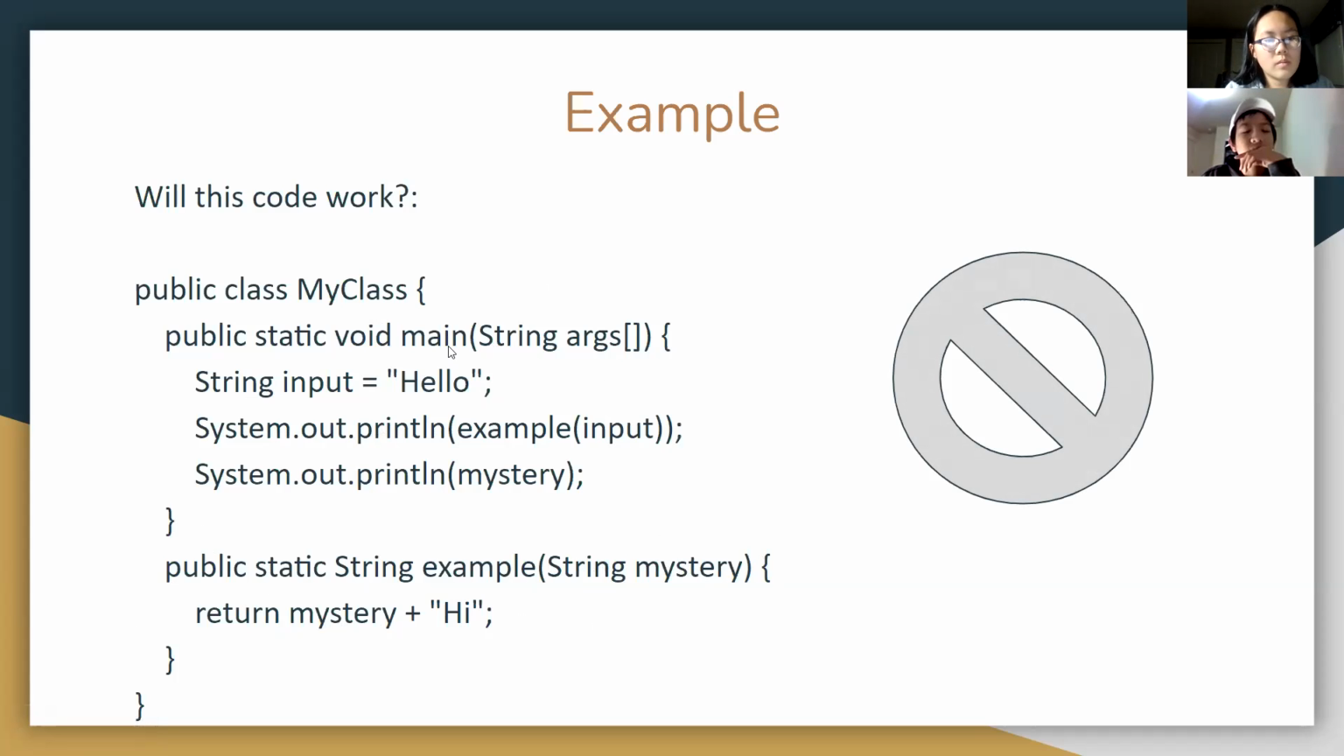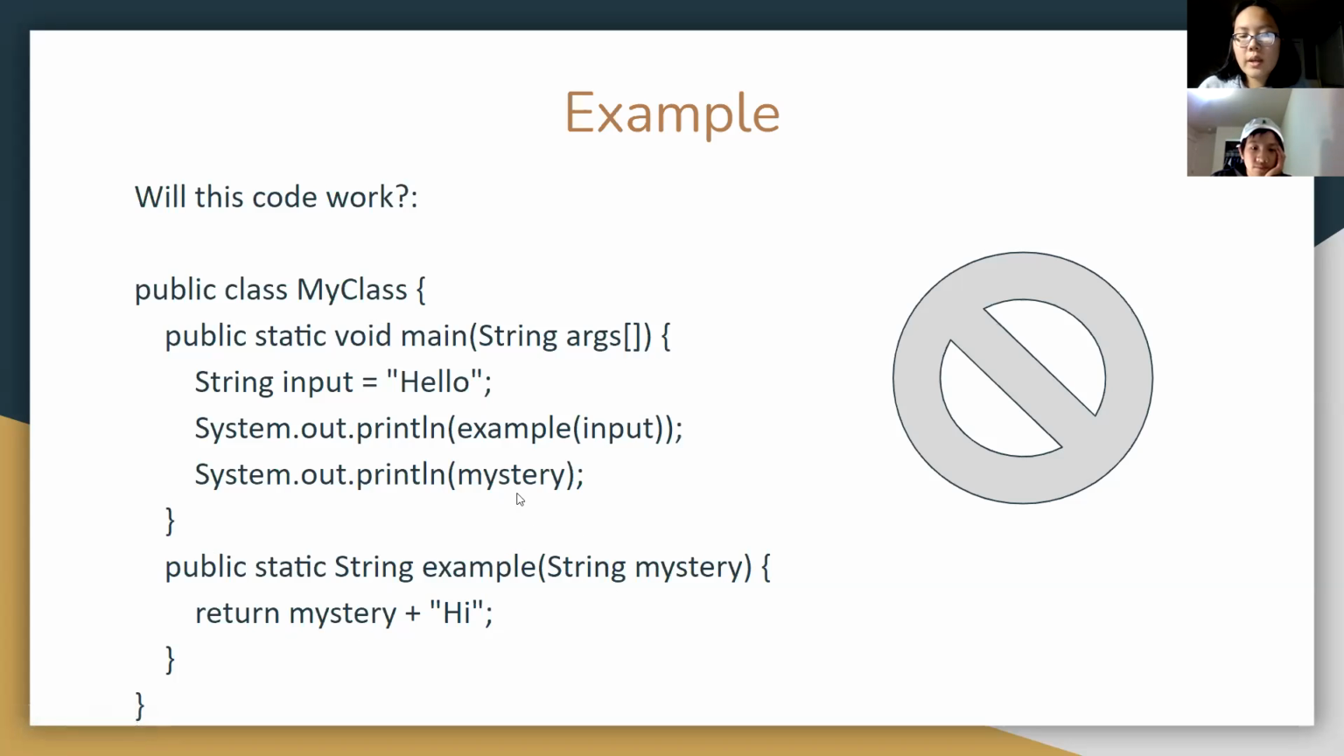Wait, can you explain it? Yeah, I can. Like Leah is saying, we create a string input and we set it to hello. And then, on the next line, we're putting the input variable, hello, into example. So we go down to the static method, and we're taking in the string parameter that we got, which would be hello in this case. And so we're going to return hello plus hi, right? Because that's what mystery plus hi is doing. So we return hello hi, and that just prints out to the terminal.